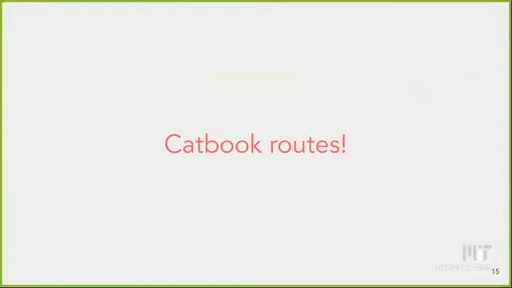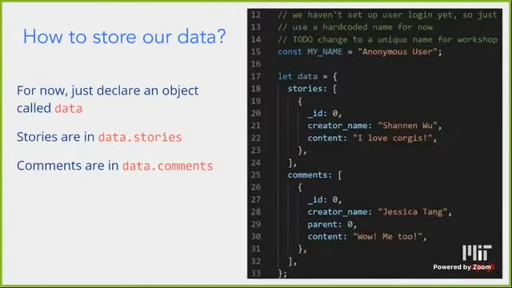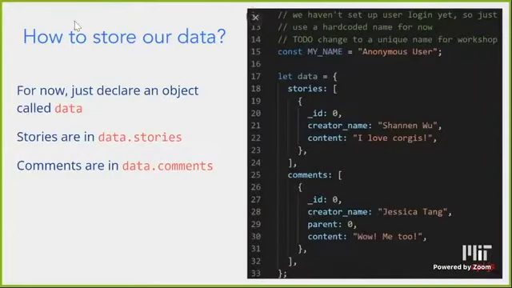So now we get to actually define the routes that will provide us data in Catbook. We're going to start out with the basic ones. First we have to figure out where our data is going to come from. We don't exactly know what databases are just yet, so in the meantime, we're just going to make an object to store our data for us, because that will make our life a lot easier.